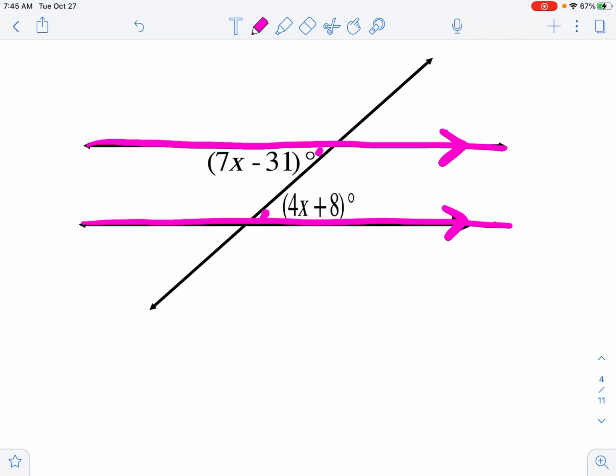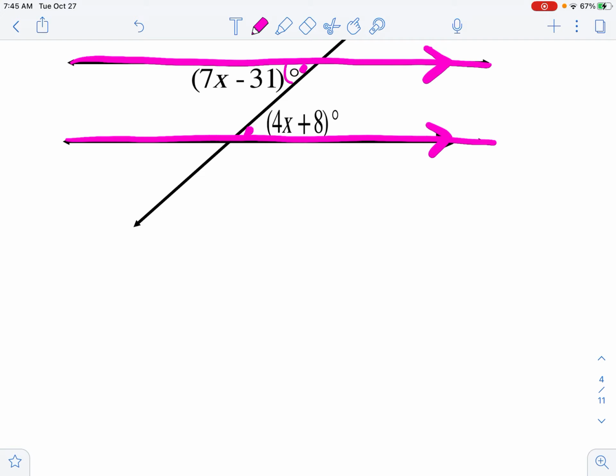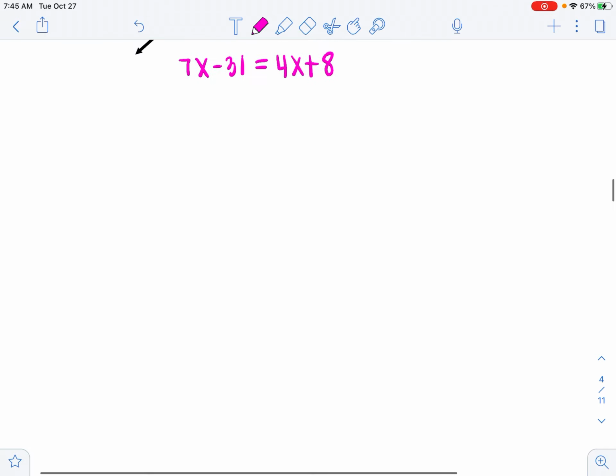All right, so if you look at this angle and this angle, they're both on the inside, but they're on alternate sides of the parallel lines. So these are alternate interior angles. What do we know about alternate interior angles? They are congruent. So if they are congruent, remember that means equal. So I know this is equal to this, and I can set them equal to each other. So we're going to do 7x minus 31 is equal to 4x plus 8. And now I need to solve that. So combining like terms on each side, there's no like terms on the left, there's no like terms on the right, but I need to get all my x's on one side. So I'm going to start by subtracting 4x from both sides.